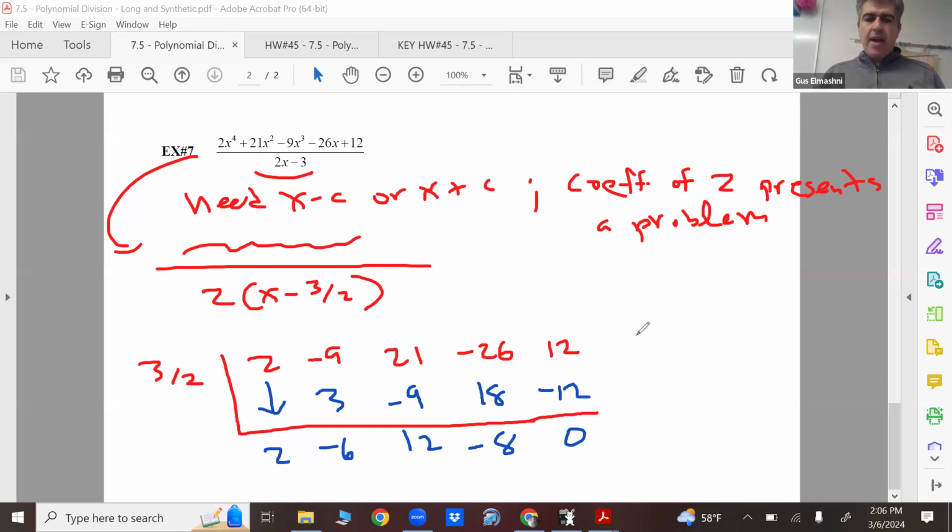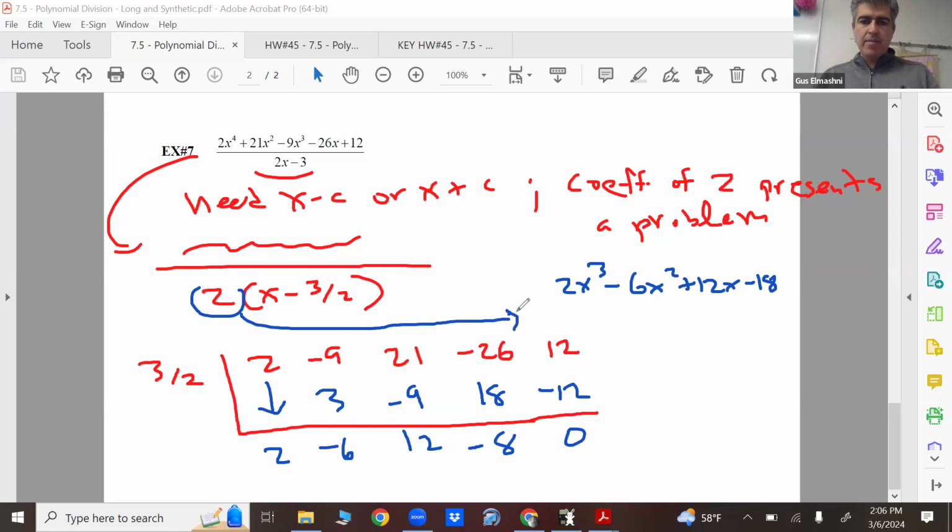0. So you have 2x squared. No, sorry, 2x cubed minus 6x squared plus 12x. However, we pulled that 2 out, right? So you still have to divide by 2. That 2 didn't vanish mysteriously. We still have to divide it. And if you do that, then you get the right answer: x cubed minus 3x squared plus 6x minus 9.